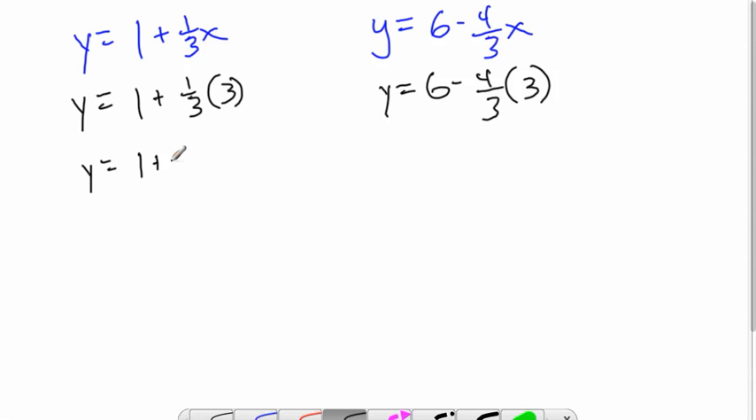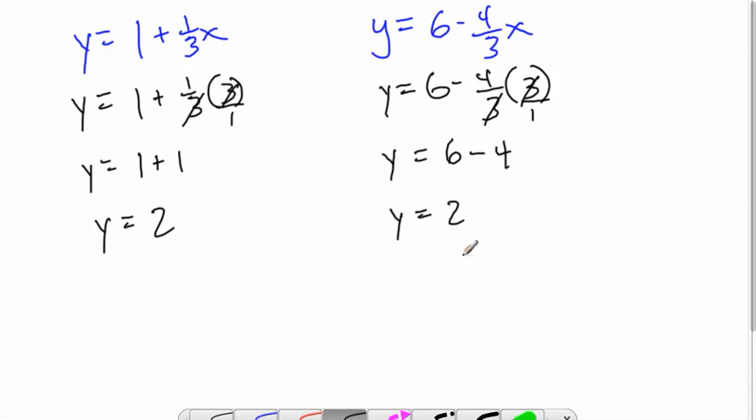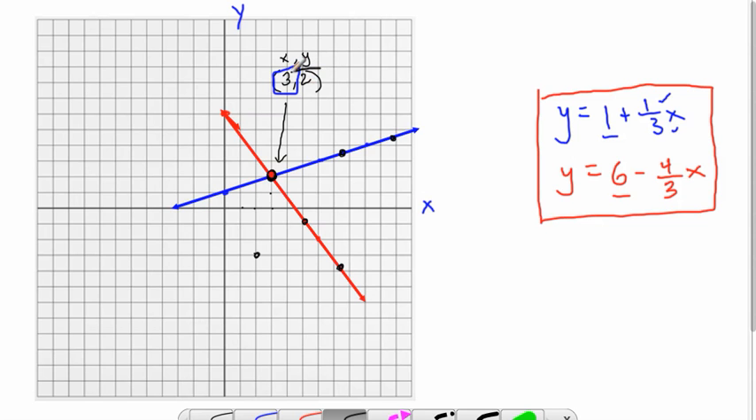Okay, y equals 1 plus, let's see, this is really 3/1, so these cancel. And I've got 1/1, which equals 1. Y equals 2. Let's see, this is really 3/1, so the 3 and the 3 cancel, and I'm left with 4/1, which is really 6 minus 4. Y equals 2. Either way, I get y equals 2, and look what we got here. Y equals 2. There it is. So I just want to review what I did.